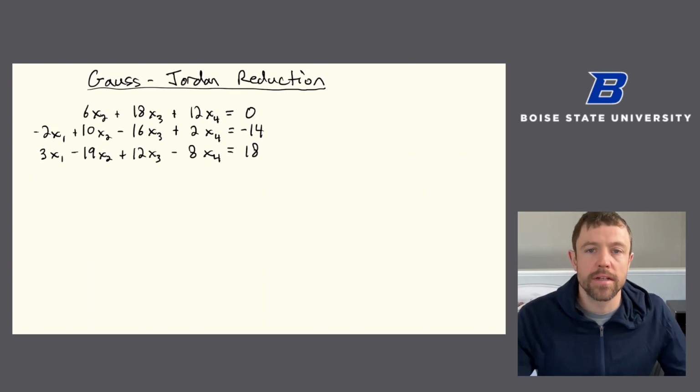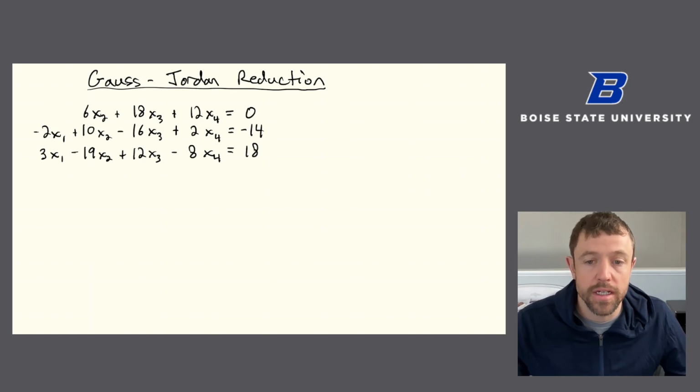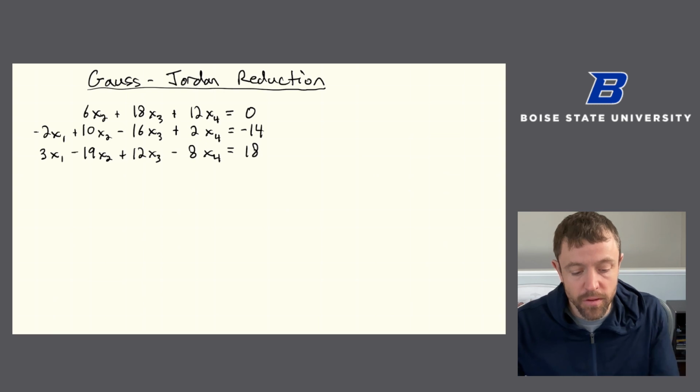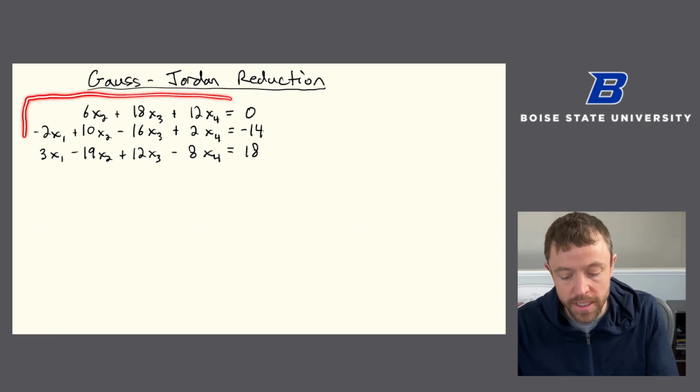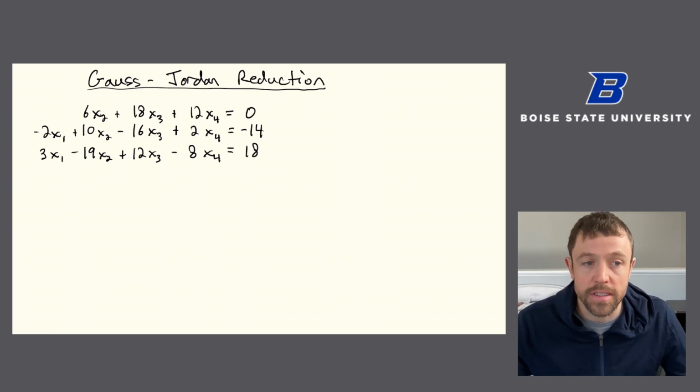In this video, I want to introduce the idea of Gauss-Jordan reduction. Gauss-Jordan reduction is a process to take a system of equations, like the one we can see on the screen, and transform it into a series of equivalent systems, other systems that have the same solution set, until we get to a point where we know the solution to the system.